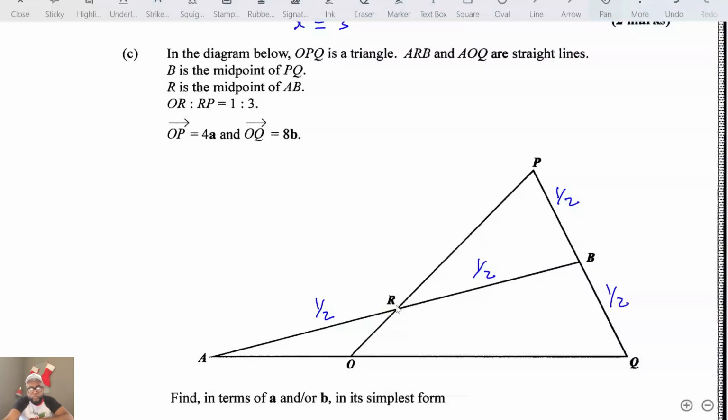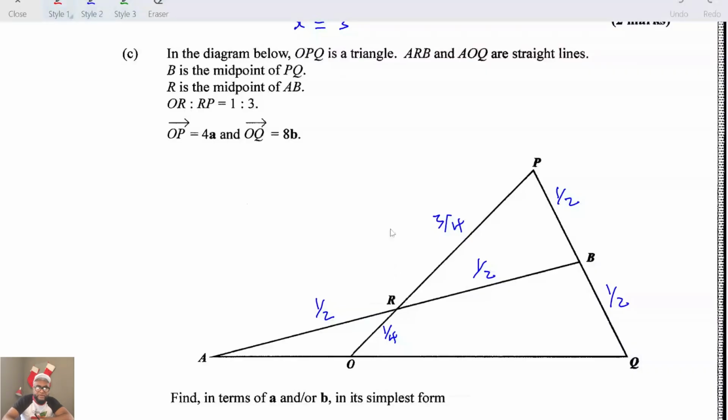OR is 1, and then RP is 3, which in this case here would be a quarter, and here would be 3/4. Because it's 4 parts. This is 1 part, and here contains 3 of that 1 part. So you have 4 parts. Here would be a quarter, here would be 3/4. OP is 4A. Let me erase these things here.